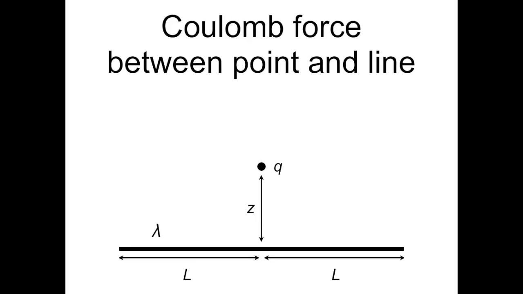Now let's return to our original setup with a line of length 2L. We're going to take advantage of the symmetry in this problem. Consider a segment of the line over here. It will exert a force on the point charge in this direction. If we consider a similar segment on the opposite side, it exerts a force that's reflected across the y-axis. Adding these two vectors together, we see that their horizontal components cancel and we're left with a purely vertical force.